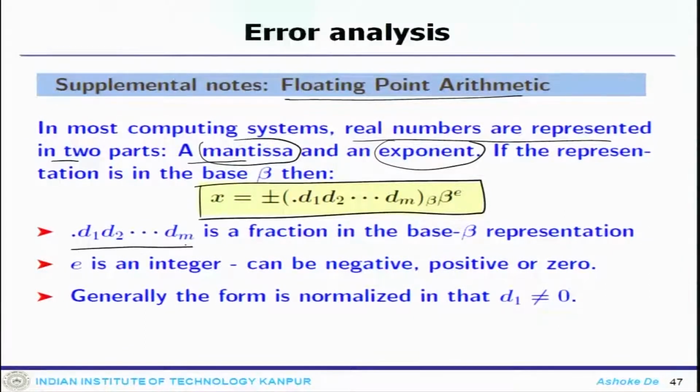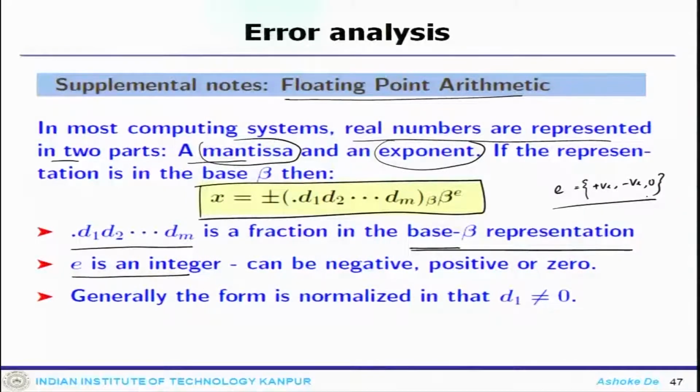the dot d1 d2 d3 dm is a fraction in the base b representation. You will be able to appreciate this once we move ahead and see some example of how you represent this mantissa and exponent component. Now, epsilon is an integer which could be positive, negative or 0. So, epsilon here could be anything, plus, minus or 0, it can be anything.